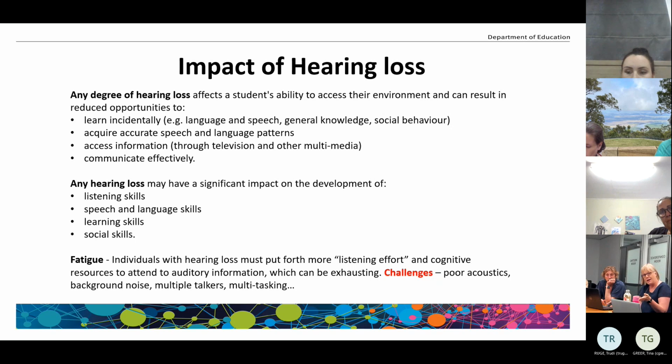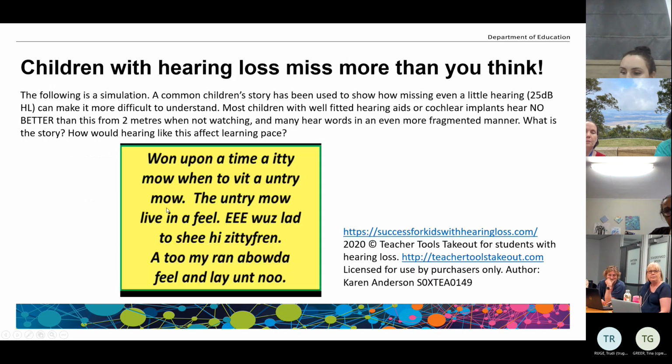And the things that make it hard are the poor acoustics in a room, lots of background noise, multiple people talking at once, and having to multitask. You know, in a class we might expect kids to be writing or doing something while they're listening to us, and that can be obviously very hard if you have a hearing loss.